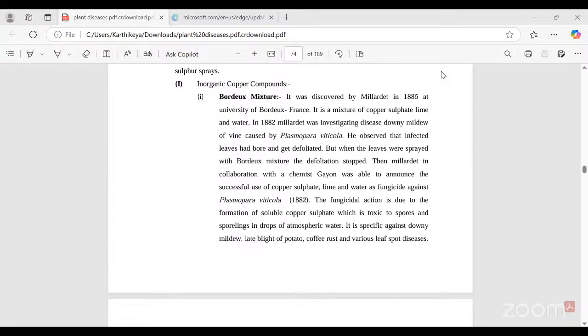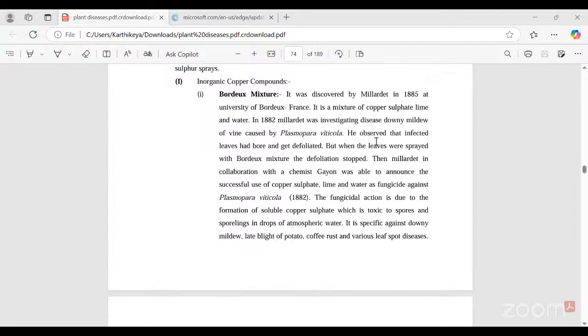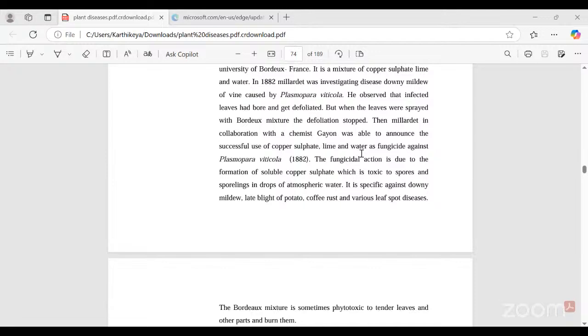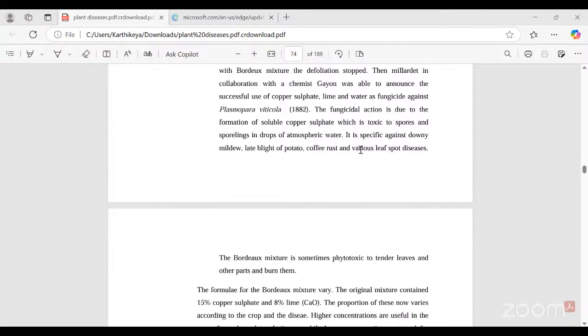In 1882, Millardet was investigating the downy mildew disease of grape caused by Plasmopara viticola. He observed that the infected leaves turned brown and got defoliated. But when the leaves were sprayed with Bordeaux mixture, the defoliation stopped. Then Millardet, in collaboration with a chemist, Gayon, was able to announce the successful use of copper sulfate, lime, and water as a fungicide against Plasmopara viticola.